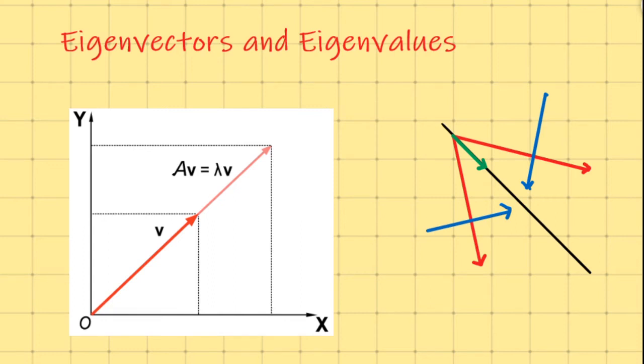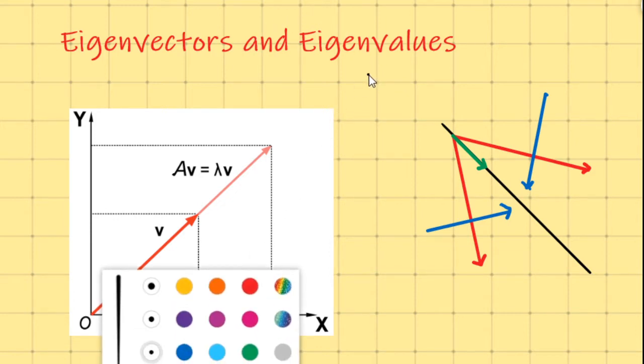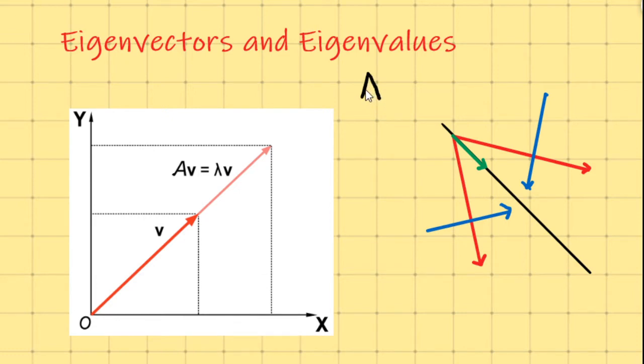So, eigenvectors and eigenvalues. This is actually a very easy idea and very useful. So what we're going to do is take a generic transformation matrix A. That's just a label I'm giving it. As an example though, we're going to use a reflection. So we're going to reflect all of our vectors in this vector space through the line L.